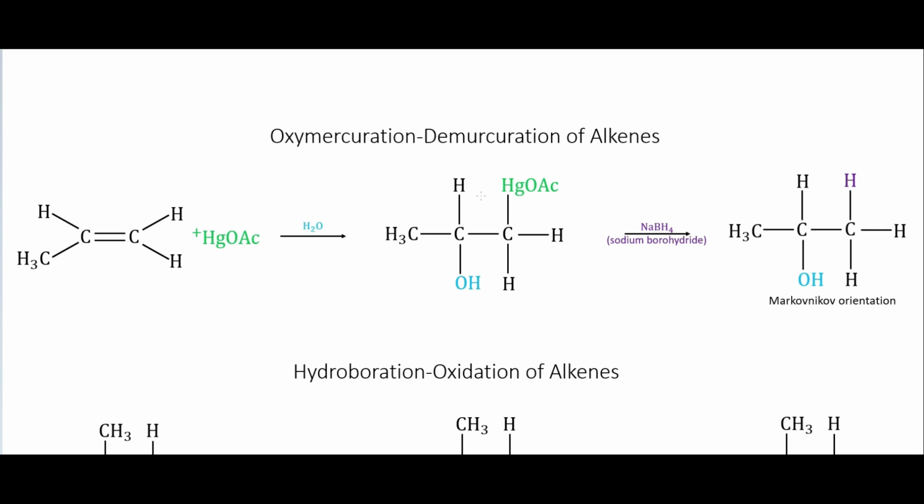So we also saw the oxymercuration, demercuration of alkenes. And so that is using this mercury acetate right here. And so this will produce this as an intermediate. Then we bring in our sodium borohydride, and that will remove this mercury species right here so that we get the Markovnikov orientation addition of that hydroxyl group.